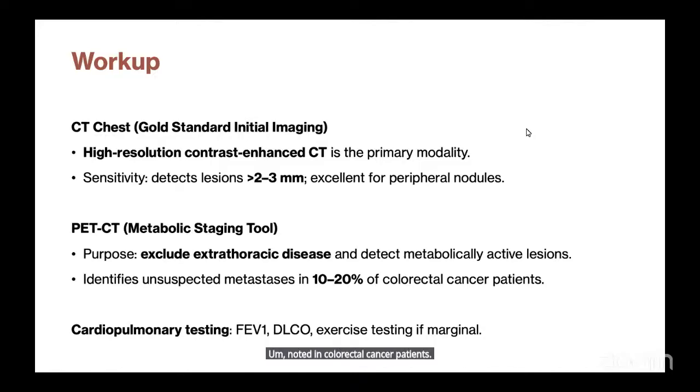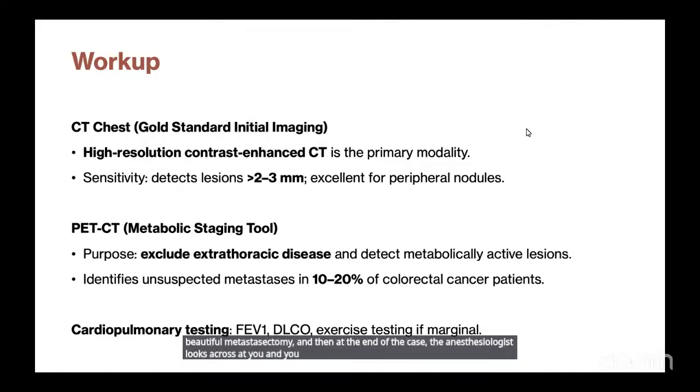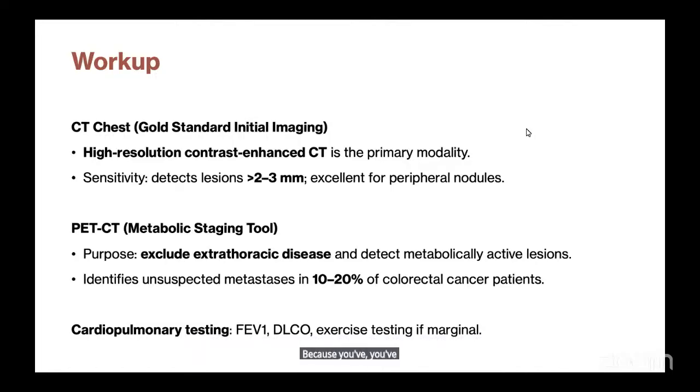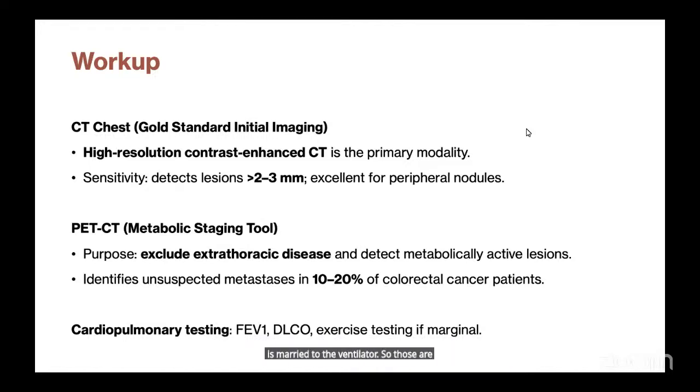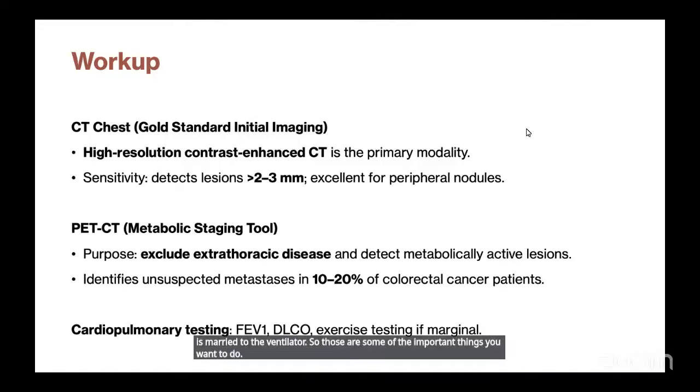And of course, you do want to do cardiopulmonary testing because there's no point in taking this patient to the operating theater, performing a technically beautiful metastasectomy, and then at the end of the case, your anesthesiologist looks across at you and you're not able to wean this patient off of the ventilator because you've so taken down their cardiopulmonary reserve that this patient is now married to the ventilator. So those are some of the important things you want to do in your preoperative workup.